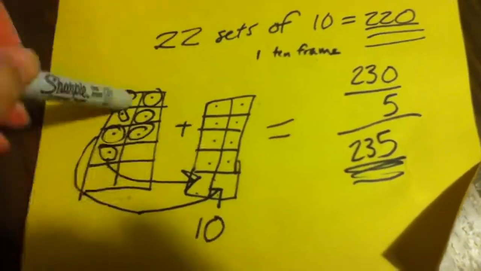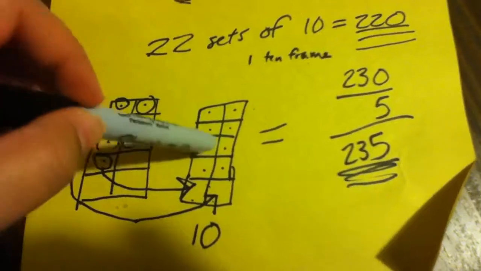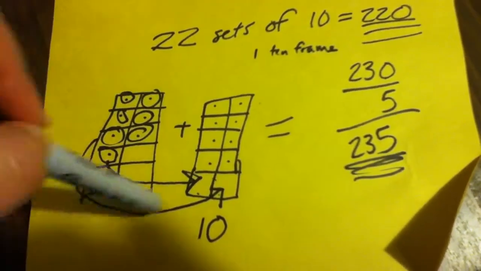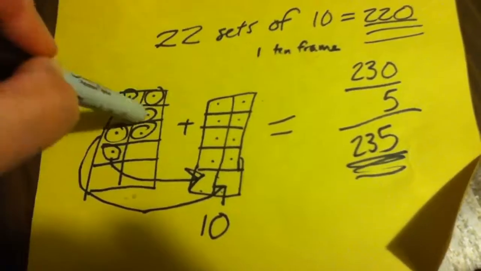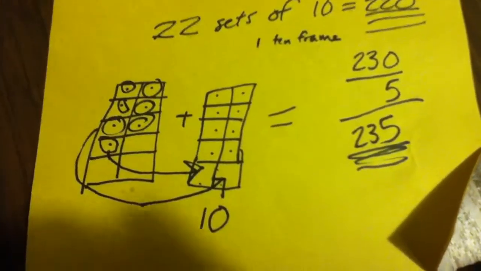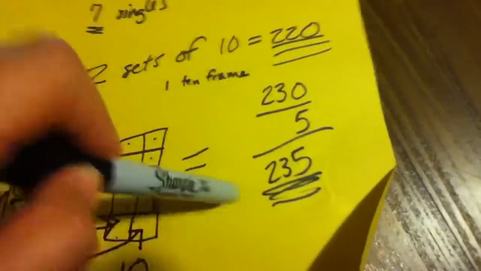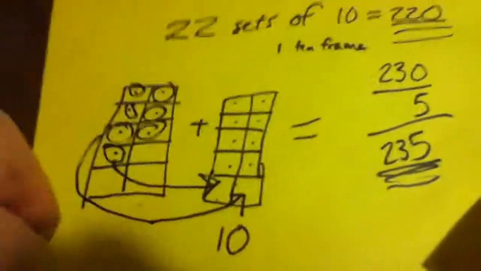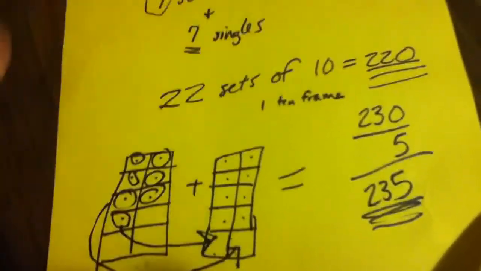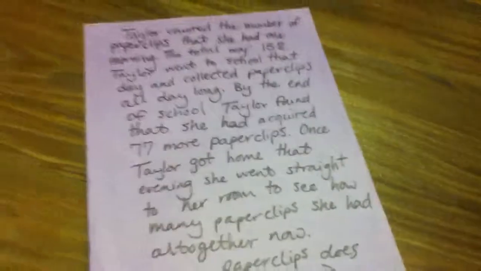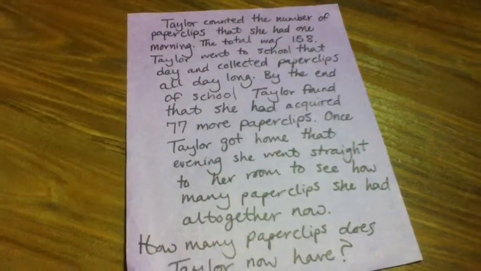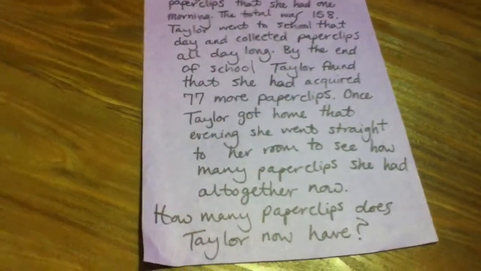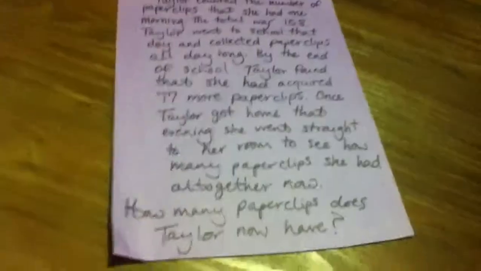the remaining ones that we had, we regrouped to make another 10 if we could, which we did here, and then we counted off the singles that couldn't make another 10. And so altogether we found that we had 235 paper clips by using the make 10 approach here. Alright, so now by using the same word problem with the 158 that Taylor started with and the 77 more that Taylor found, we're now going to use the place value approach.